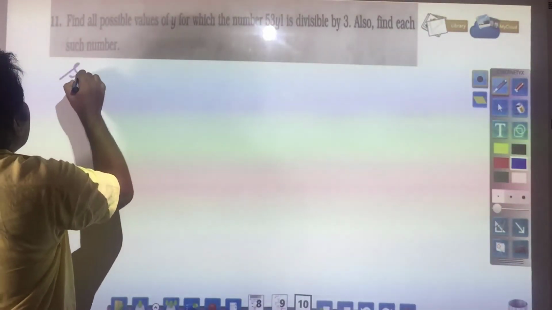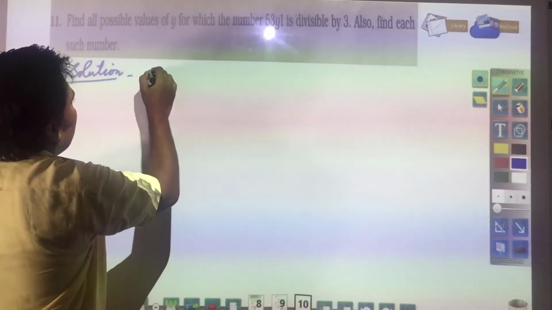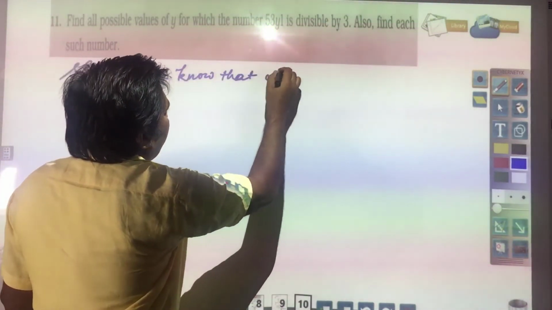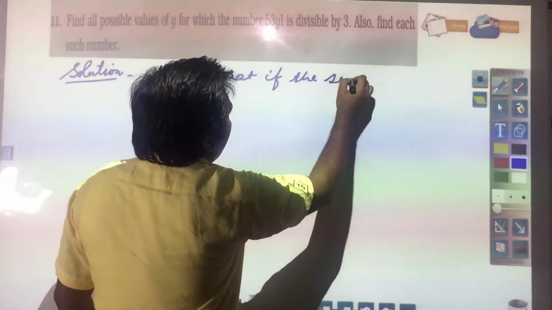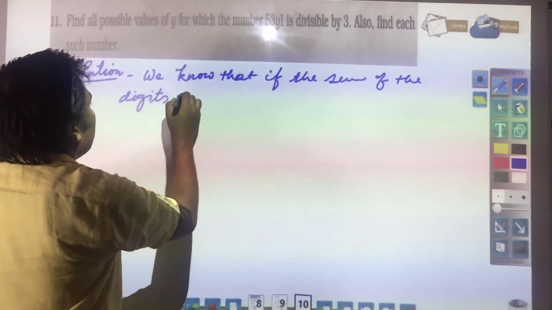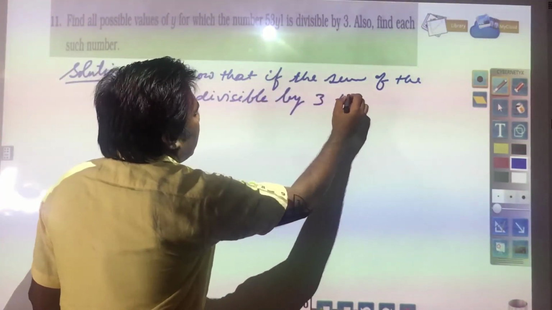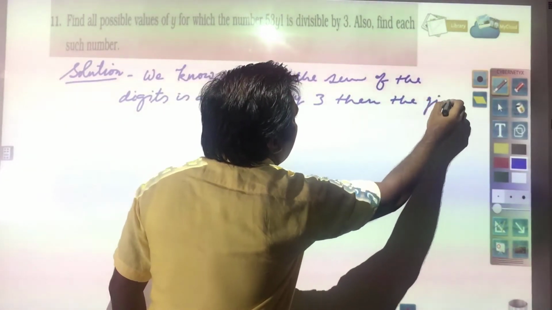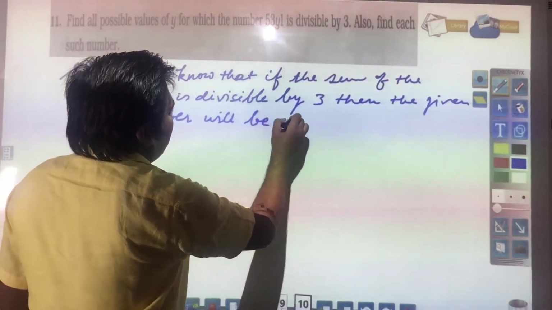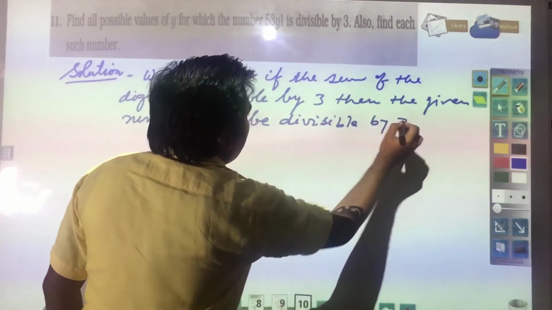Here you have again the same thing required to be written. We know that if the sum of the digits is divisible by 3, then the given number will be divisible by 3.